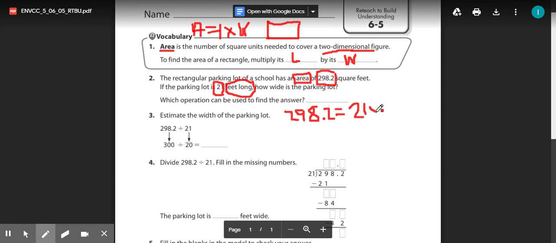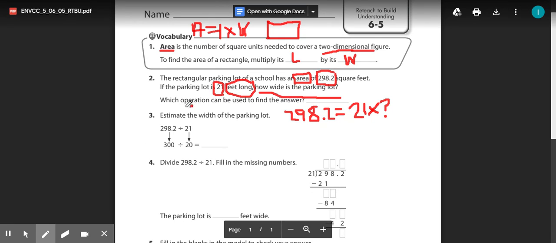Do they give us the width? No, they don't give us the width. That's what they want us to figure out. How wide is the parking lot? So 21 times question mark, right, is going to give us 298.2.